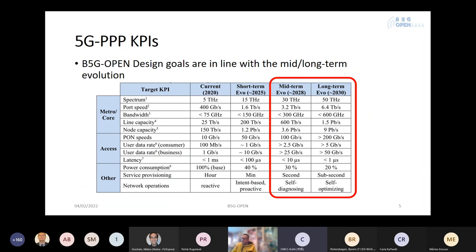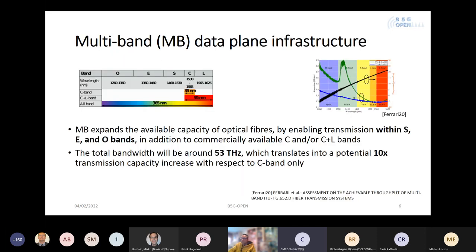So as we are preparing the target of B5G Open, it is the mid to long term. Okay, so we are looking at the 5G PBB KPIs. We are looking at more or less the 2030 network. Okay, so this is where we are preparing the technology. Some of the technologies that we are preparing in the project are applicable in the shorter term for some of these packet optical boxes. But the final goal, and where these multiband nodes will apply, is this more long-term evolution.